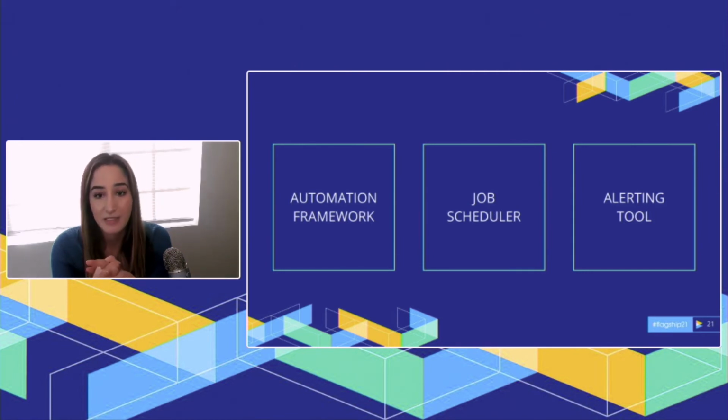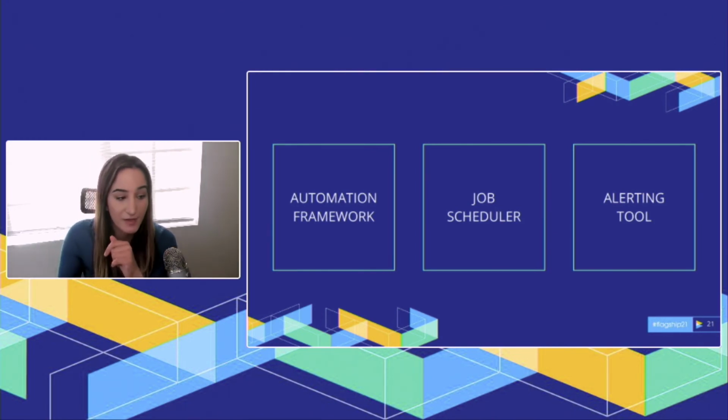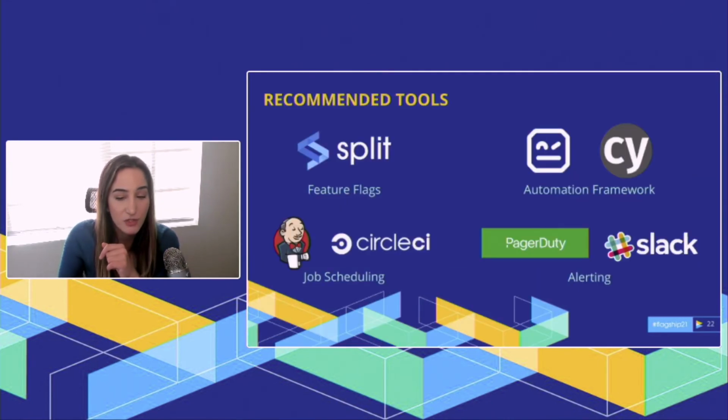There are some other dependencies that you need besides feature flags to run tests in production. The first is an automation framework, just a tool that's gonna run your tests for you. That's gonna make it easy to know that your features are working immediately. You also need a job scheduler that's gonna run your tests incrementally. That's gonna run them when you push up new code. And then you also need an alerting tool that can be integrated with your job scheduler that's gonna alert you whenever a test fails. And so these are some of the tools that I've used that I'm comfortable recommending.